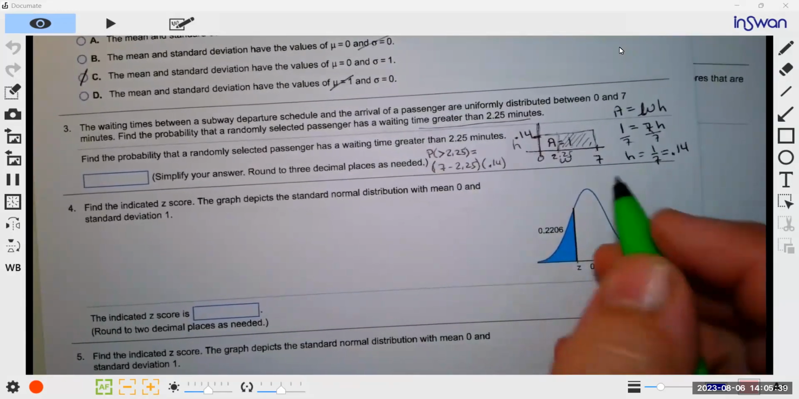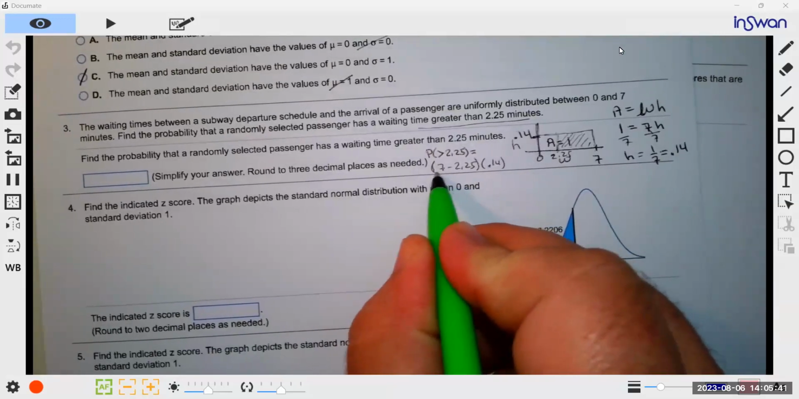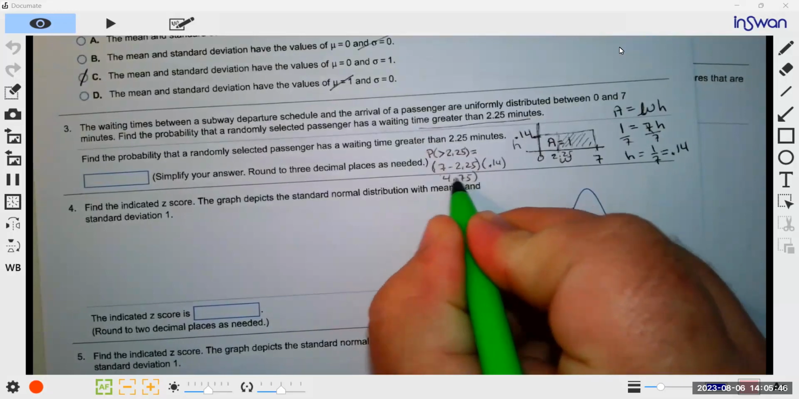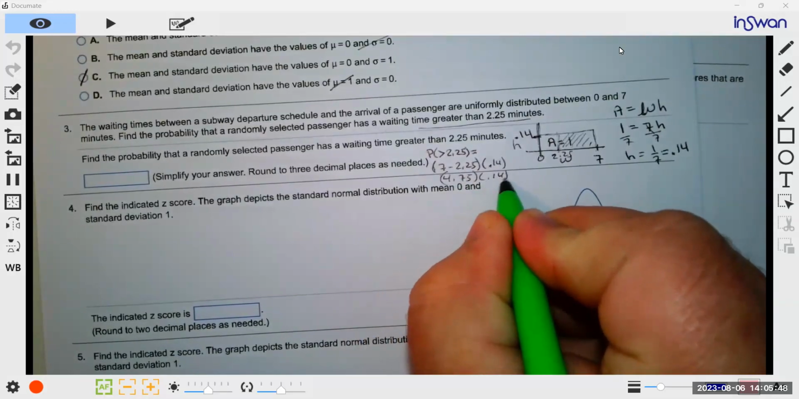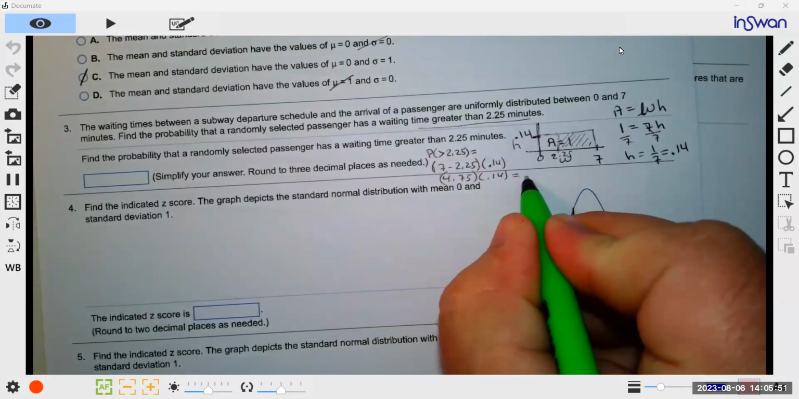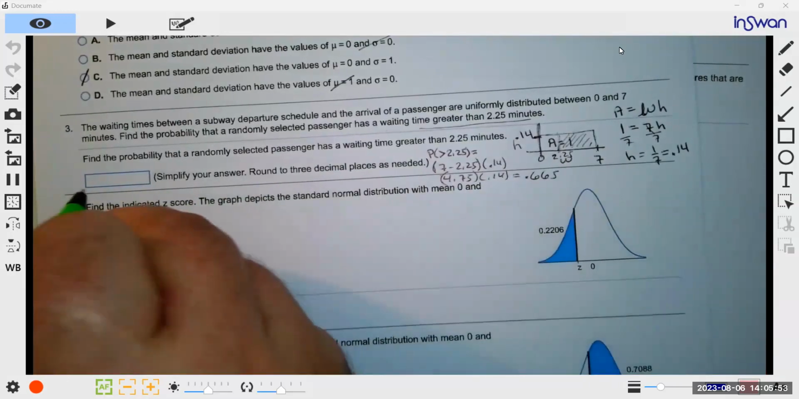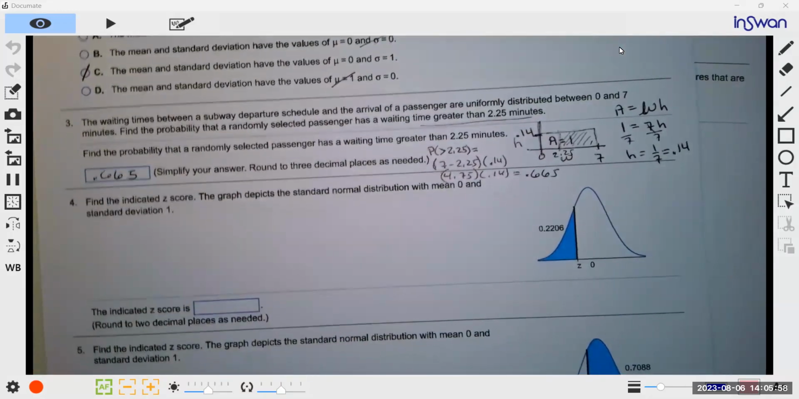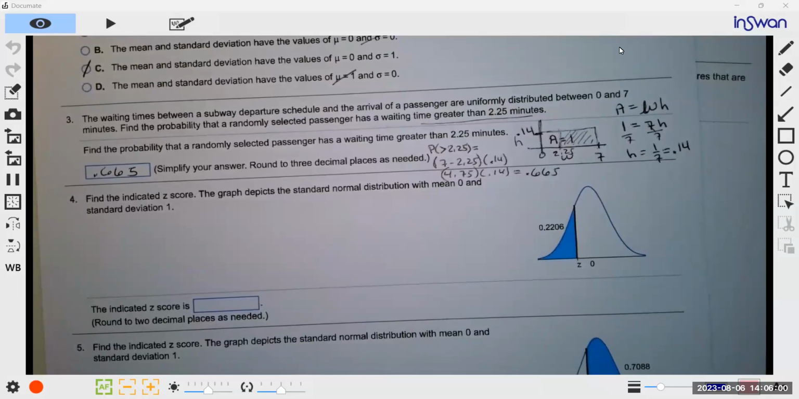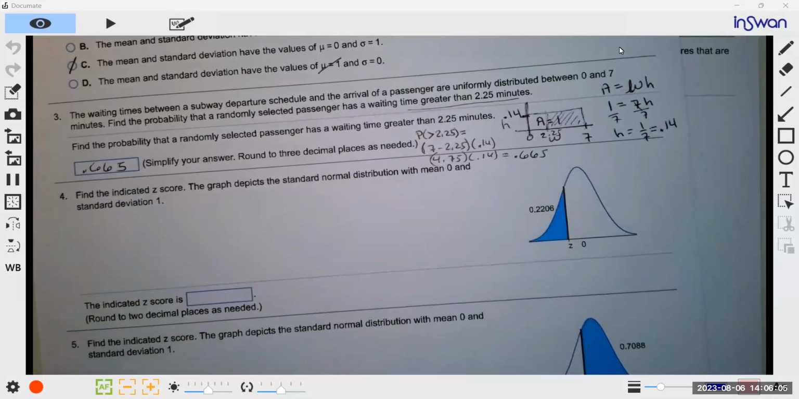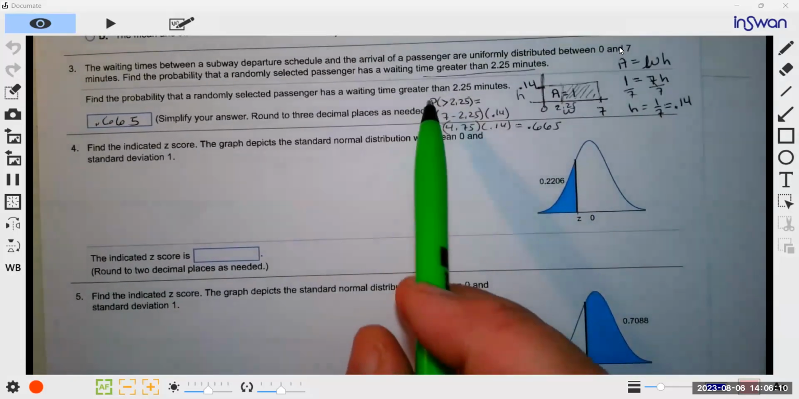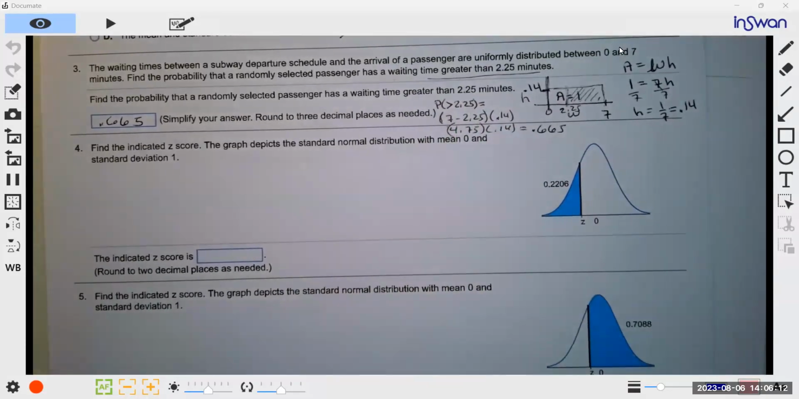Put that in the calculator. So this is 4.75 times 0.14, which gives us 0.665. That's what we're looking at. So there's a 0.665 chance that they're going to wait greater than 2.25 minutes.